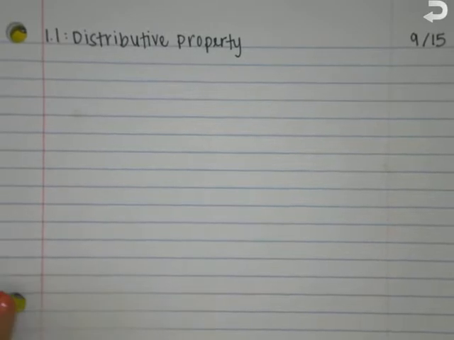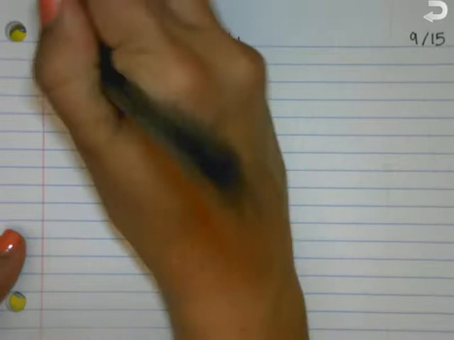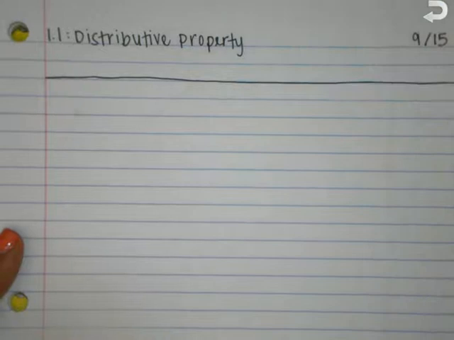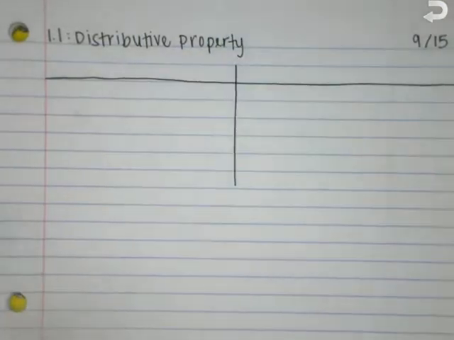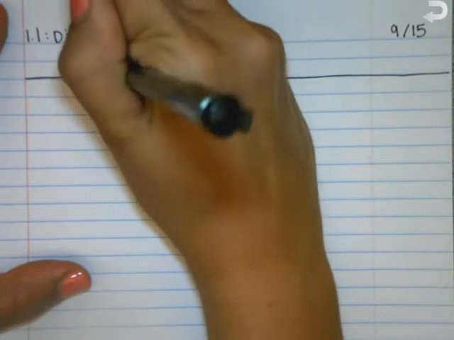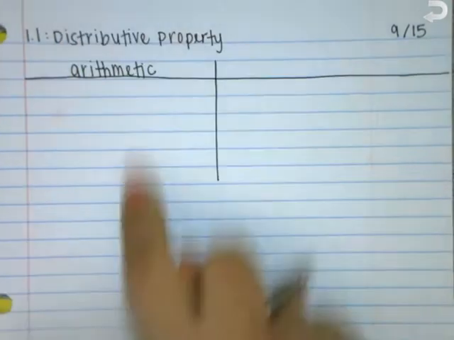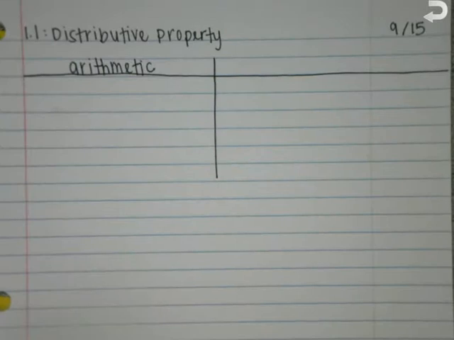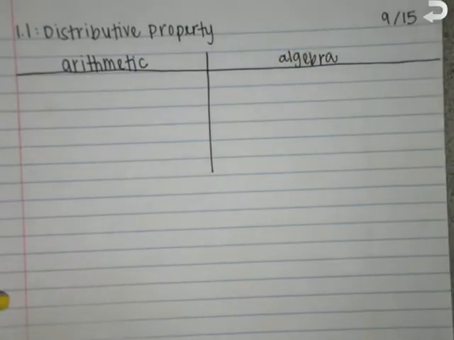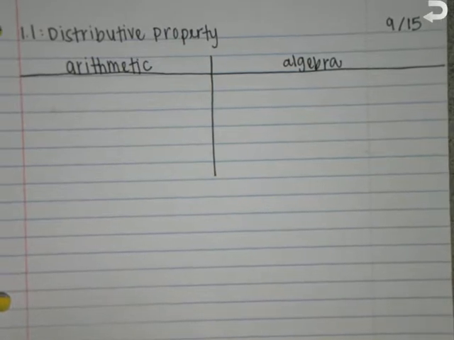So what I want you to do is we're going to make a T-chart at the very top, and we're going to label. Make your T-chart all the way through, somewhere about halfway. Label the left-hand side what we call arithmetic. So that means on the left-hand side, I'm going to show you what this looks like using arithmetic, or numbers. On the right-hand side, we're going to do the exact same thing using algebra. So we're going to start with arithmetic and algebra.